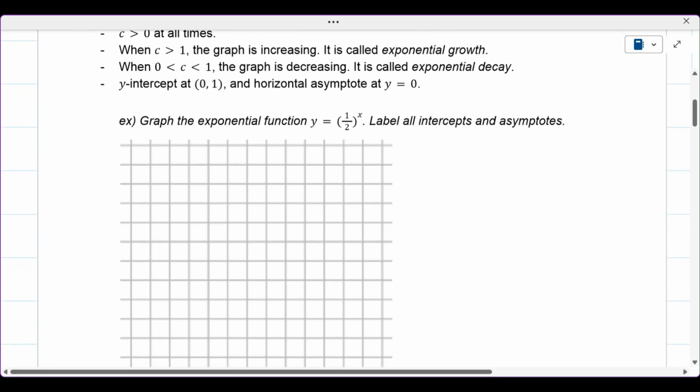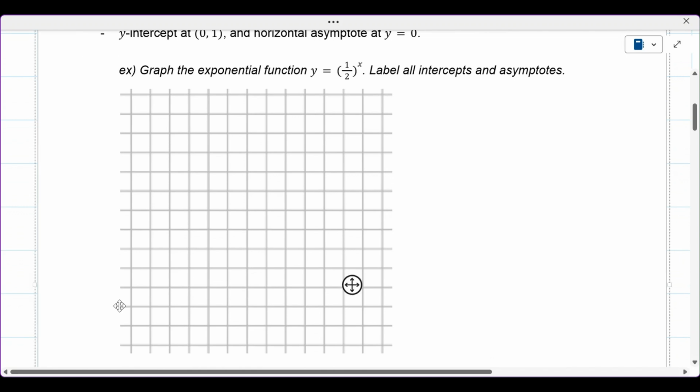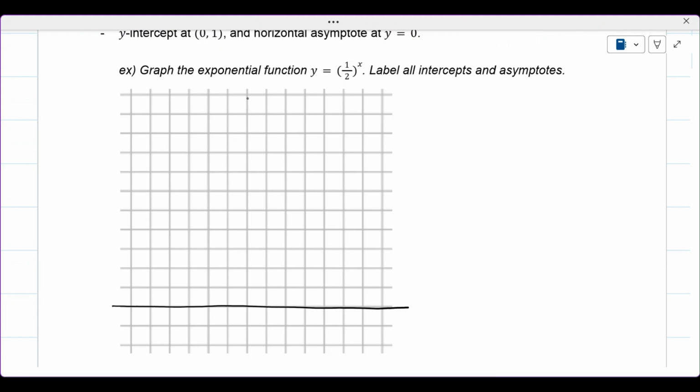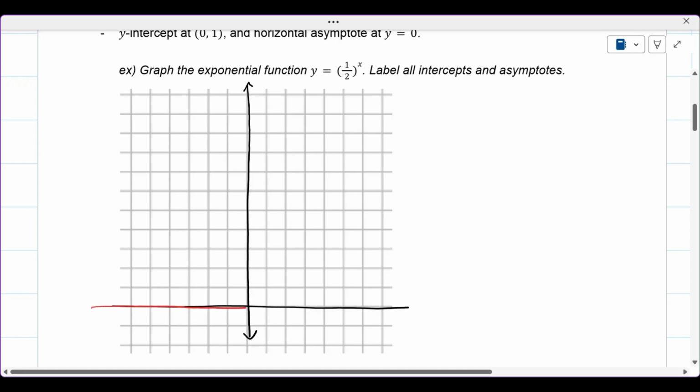So the first thing that we know is that regardless of the base of this exponential function, the function always has the same y-intercept and the same horizontal asymptote. So obviously I'm going to start by drawing the axes. Axes will look like this. And then we're going to have the same horizontal asymptote at y equals 0. And then we're going to have the same y-intercept at (0, 1). So that's given.